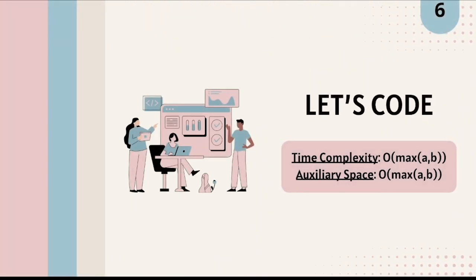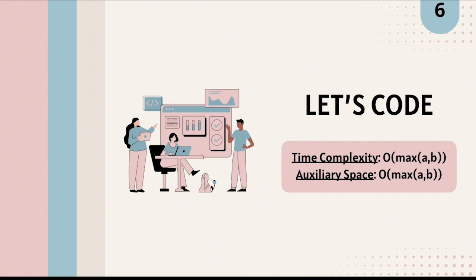So we learned about the pseudocode, we learned about the process, we understood the process. Now our task is to code it. So let's move to the VS Code and let's write down a code. So the code which we are going to write is going to have a time complexity of big O of max of A and B.